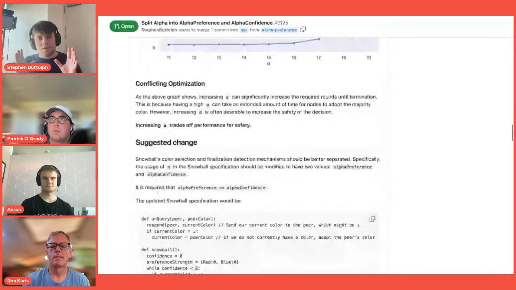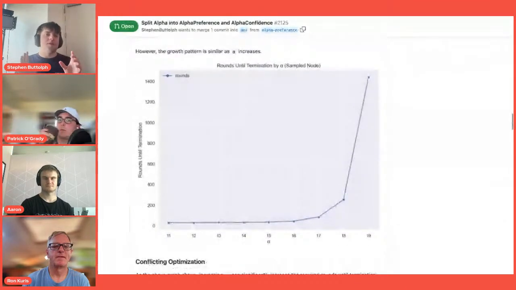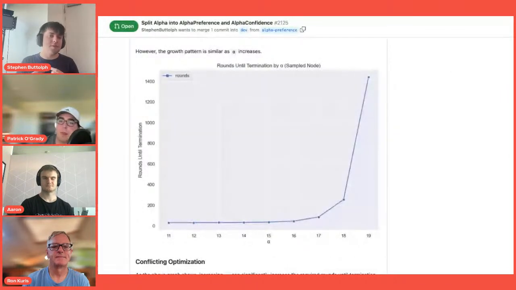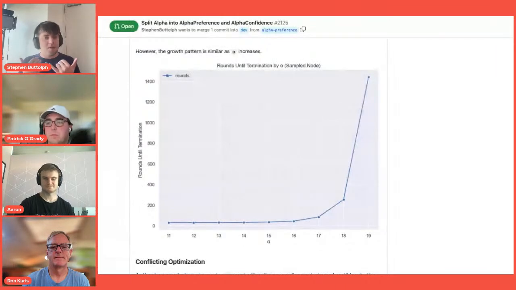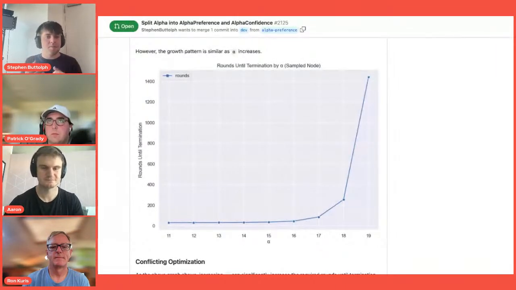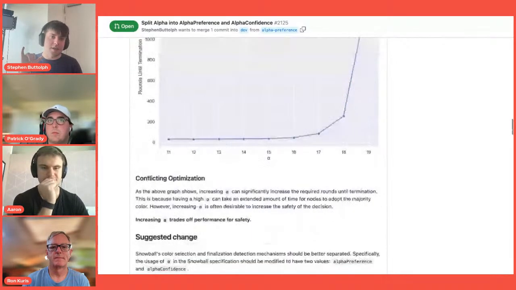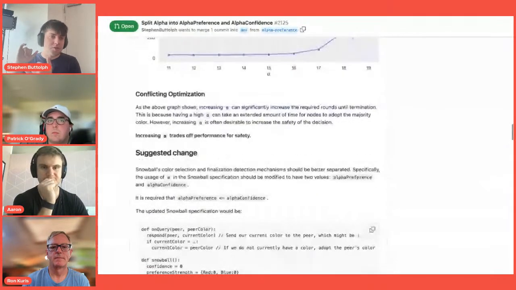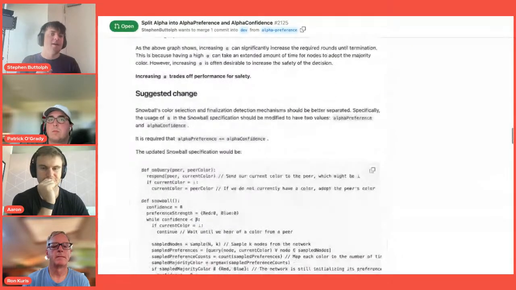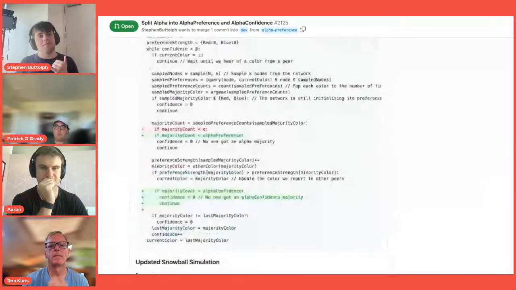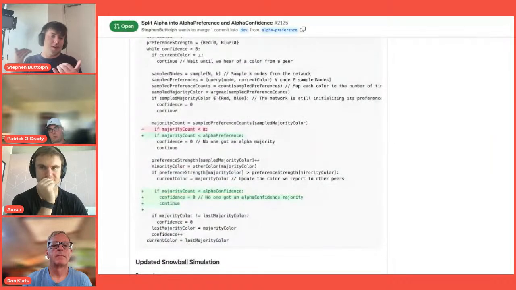The key thing to notice here is that we have two mechanisms. The first mechanism is picking the color, and the second mechanism is the finalization detector. This PR is very explicitly separating them. The finalization detector is the thing that actually provides security, making sure that the network is not going to revert back. And for the first mechanism, we piggybacked on the finalization detector, or really it was the other way around, but you need to increase the alpha in order to have reasonable security. So what this does is fully separate those two mechanisms out by having two different alphas.